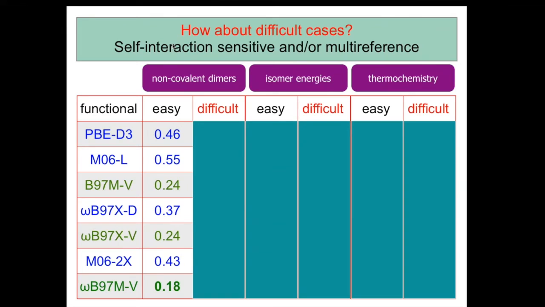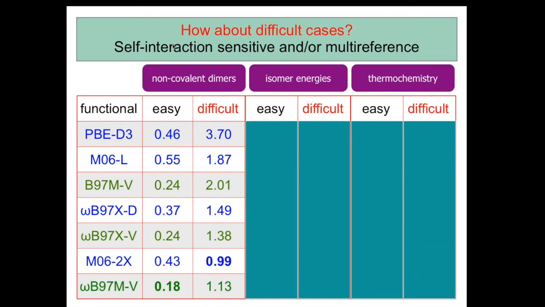So now comes the truth test, which is we need to look at the difficult cases. These are ones that are self-interaction sensitive or multi-reference or both. And so we'll go back to the same functionals that I was showing you 2 slides ago. And for non-covalent dimers, we have the easy numbers reproduced from 2 slides ago. Take a deep breath and have a look at the difficult numbers. These are difficult to look at because they're so much worse.